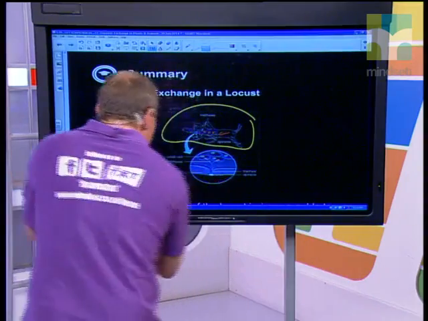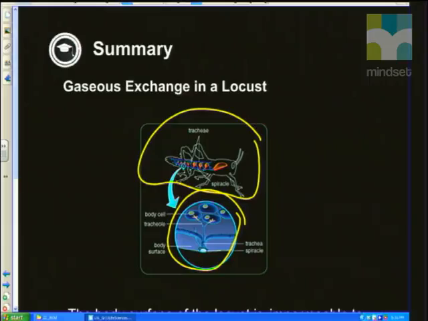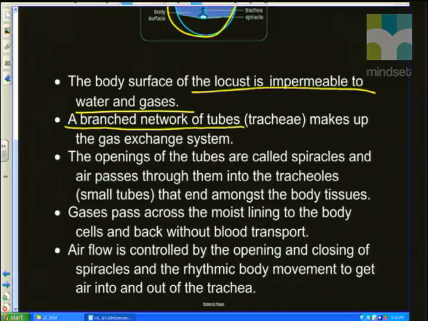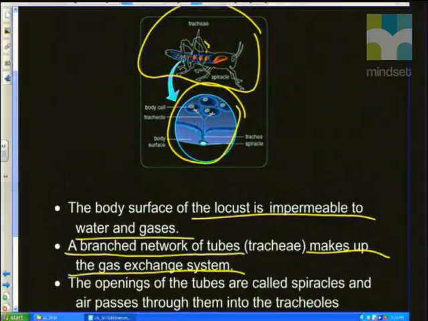Well, it's got specialized tissue. Here it is, specialized tissue. And that specialized tissue, let me show you the whole thing quickly together. It says there, the body surface of the locust is impermeable, means it cannot take, impermeable to water and gases, okay? It's amazing. Then it says a branched network of tubes, which is trachea, okay? So it's got trachea that makes up the gaseous exchange system. So it's got its own little lungs inside. But if you have a look at it, it's in this part of the locust, so it's in its back abdomen.